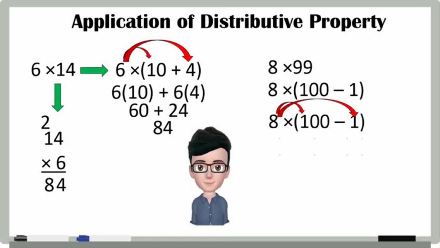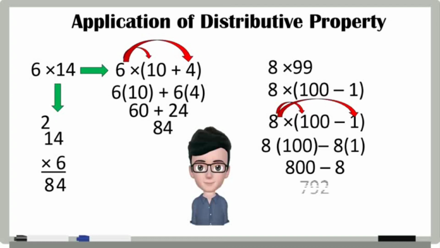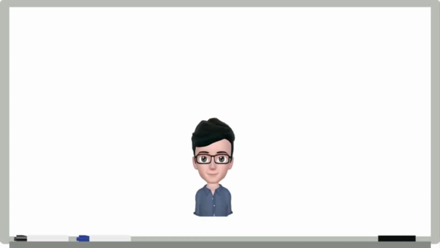And we all know that 8 times 100 is equal to 800 and 8 times 1 is equal to 8. So, it is easy to subtract. 800 minus 8, the answer is 792. So, these two examples are applications of the distributive property as a shortcut in mathematics.